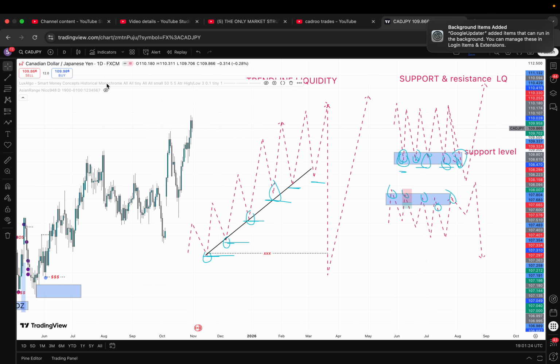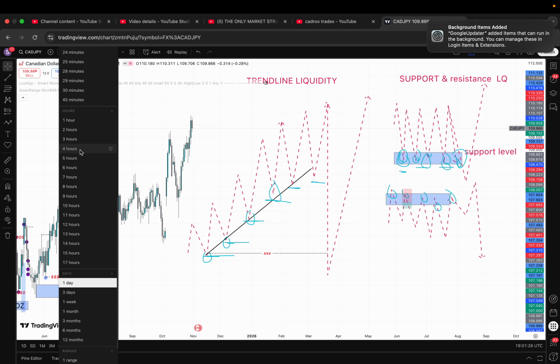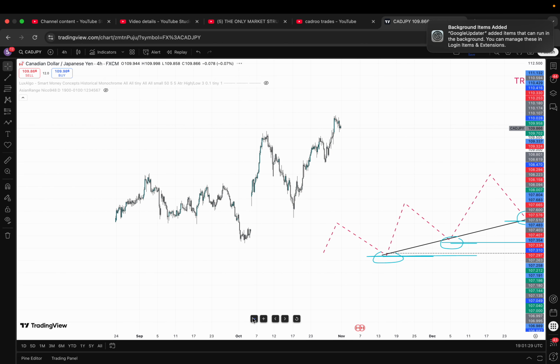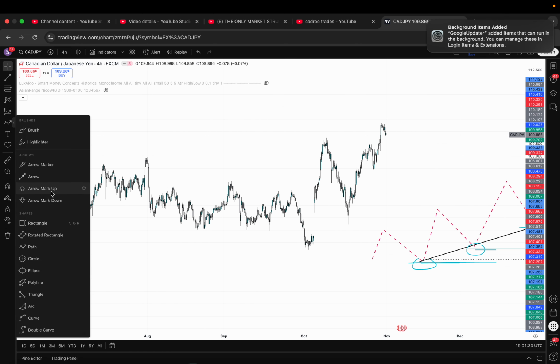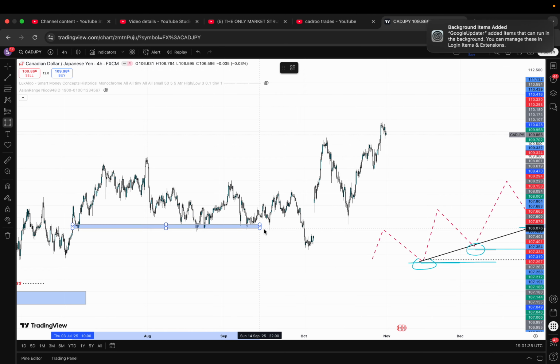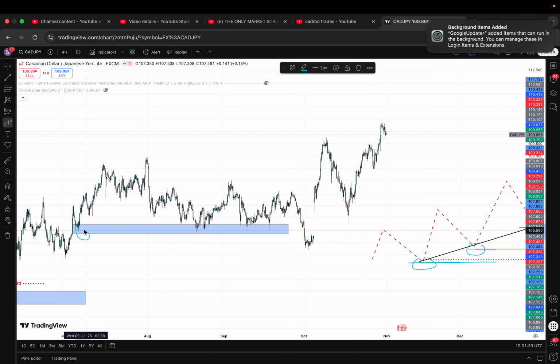Let me see if I can illustrate on the chart for you guys so you can understand properly. Here's a clear example of support. You guys can see that price tapped in once, twice, third time, fourth time, fifth time, sixth time, seventh time, and then what happened?